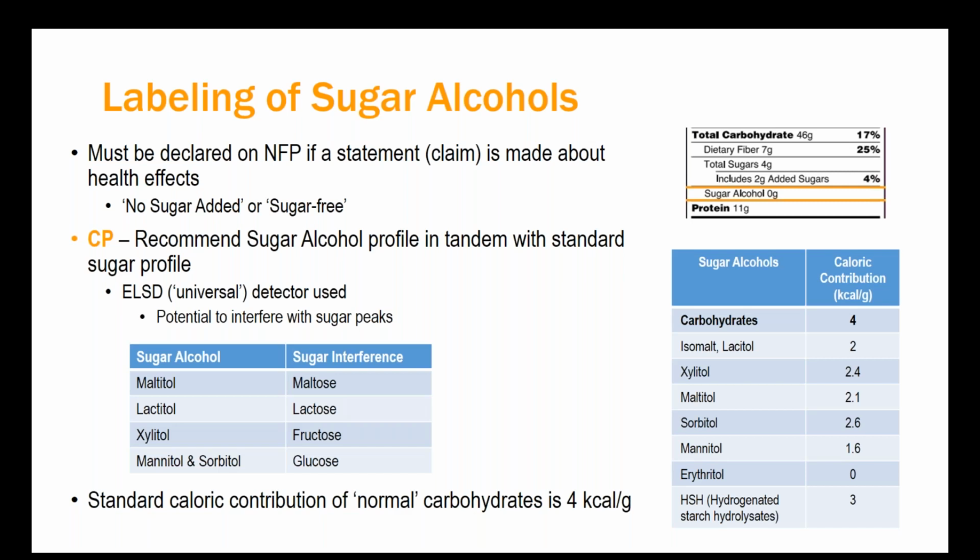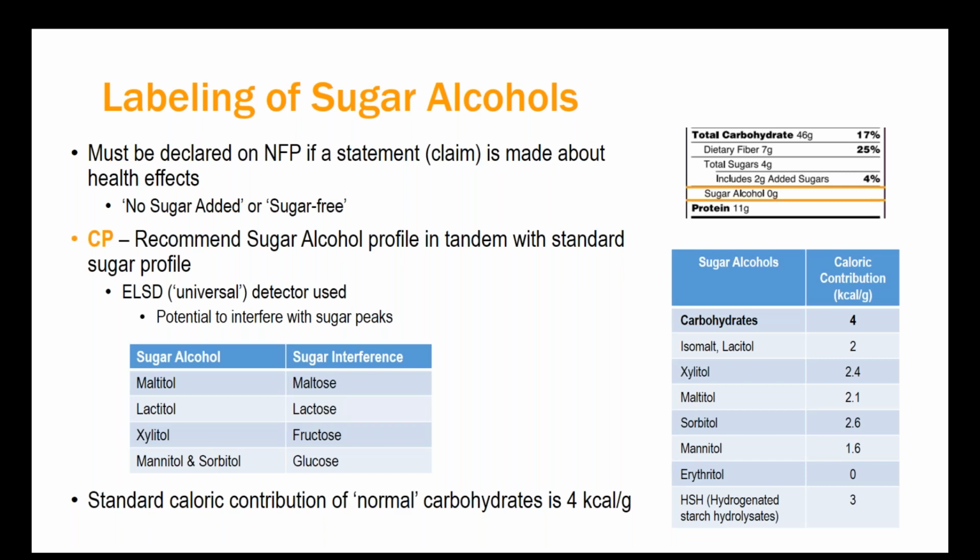Our lab in Des Moines uses a universal detector, an ELSD detector. So there is a good potential for the sugar alcohols to actually interfere with those sugar peaks, and thus we would quantify them as sugar. And that's definitely not what you want. So some known interferences I've listed there: maltitol with maltose, lactitol with lactose, xylitol with fructose, and then your mannitol and sorbitol with glucose.